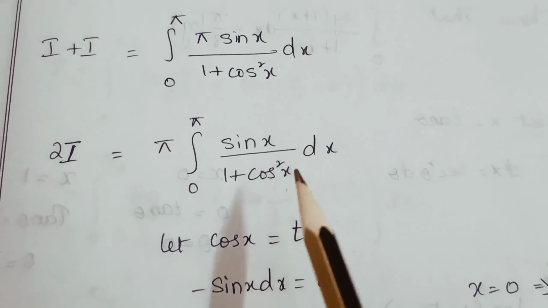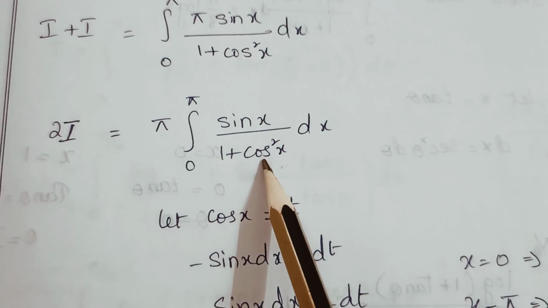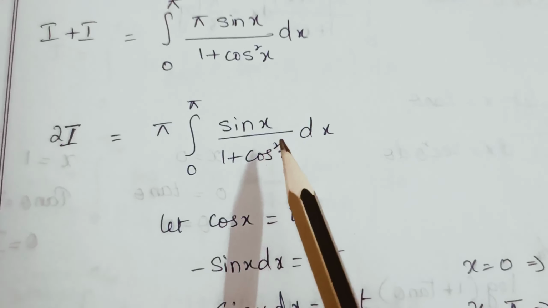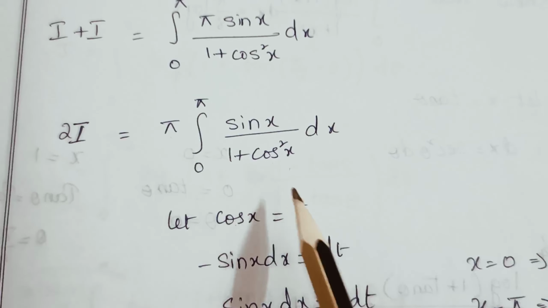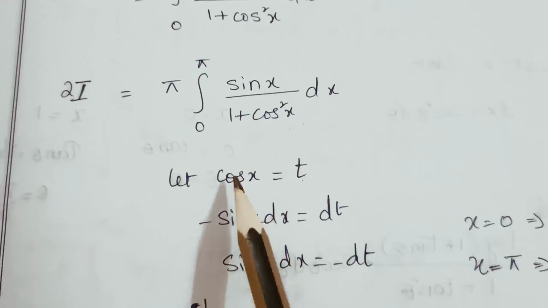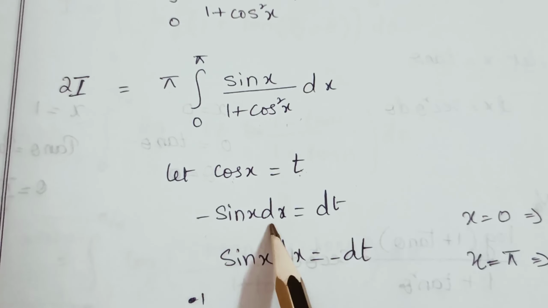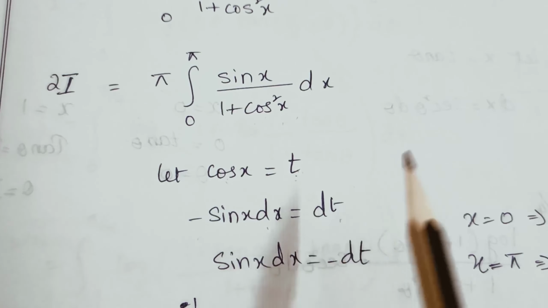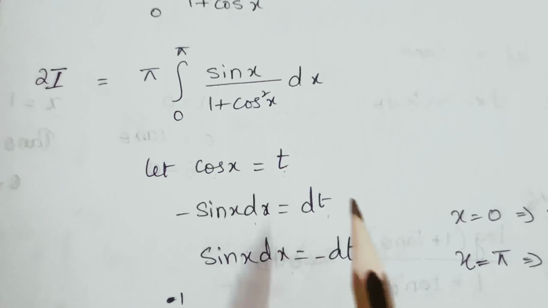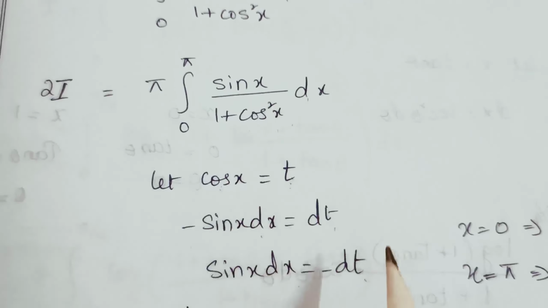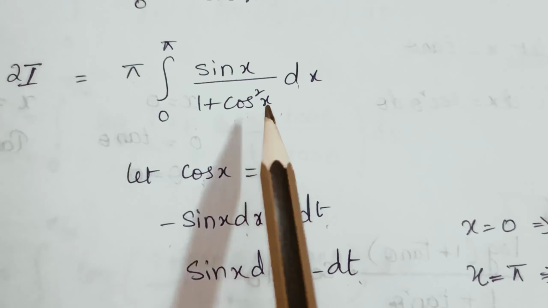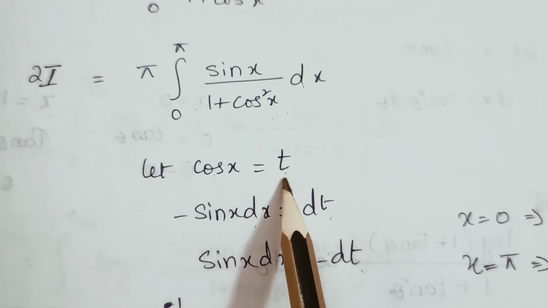Now we have to substitute cos x as t. By substitution method we are solving this. Cos x is equal to t. Now the derivative of cos x is minus sin x dx and the derivative of t is dt. So sin x dx is minus dt, and 1 plus cos square x is nothing but 1 plus t square.